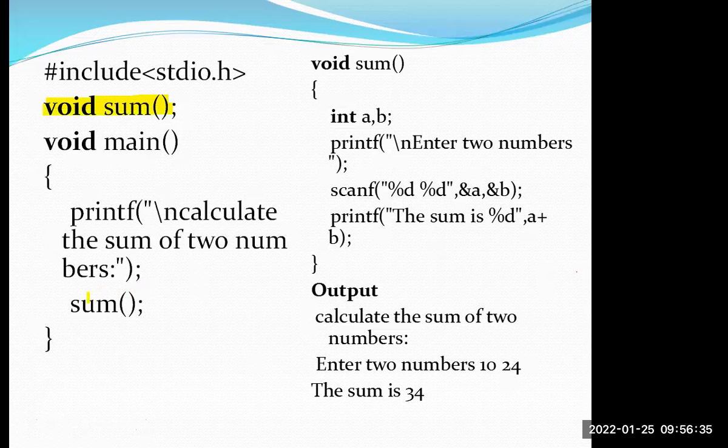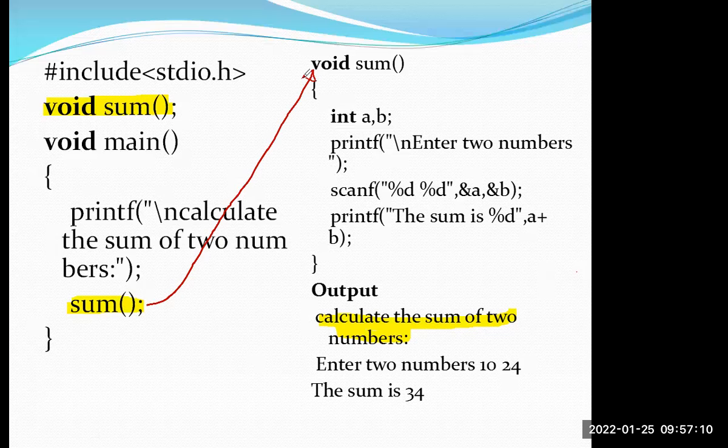Next, here it is a message that prints "calculate the sum of two numbers". It is a message displayed on the screen. Once it has been displayed, you are calling a function. You call the function. Sum is the function name. It will move to here.